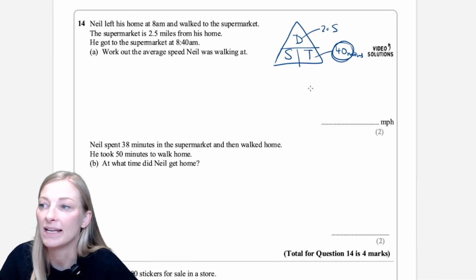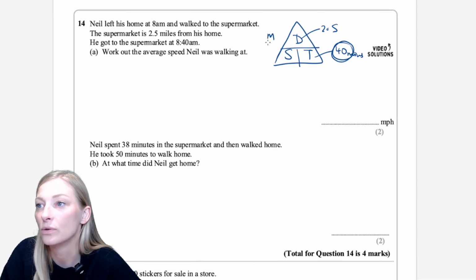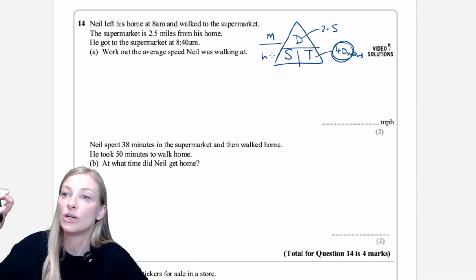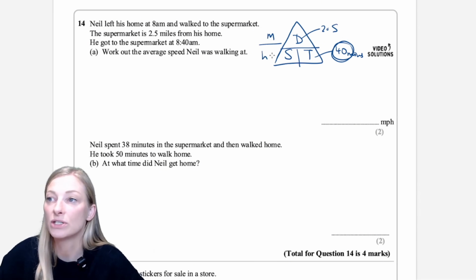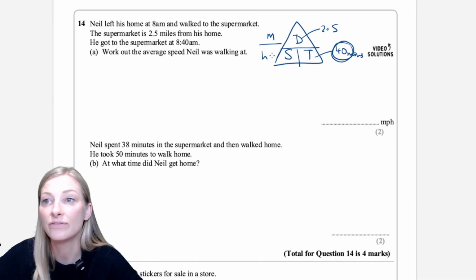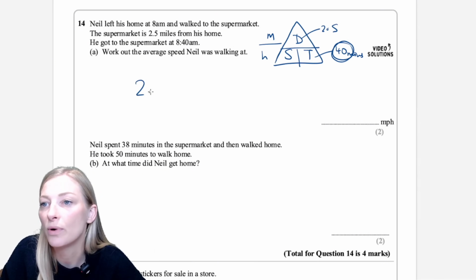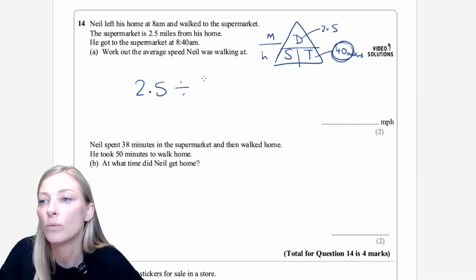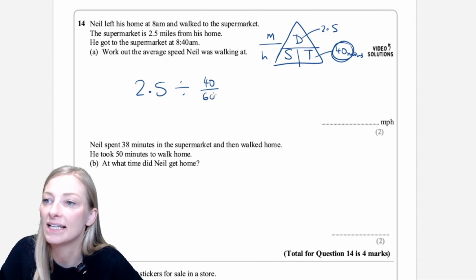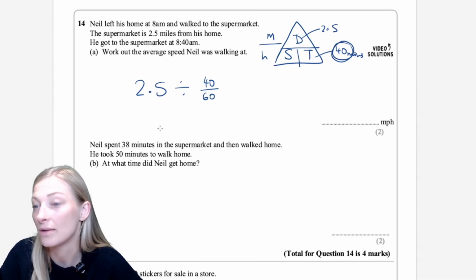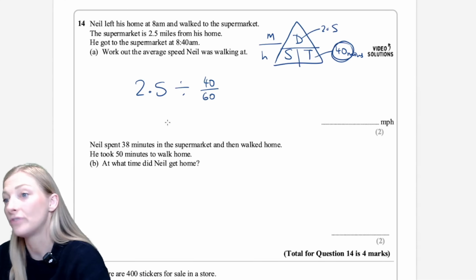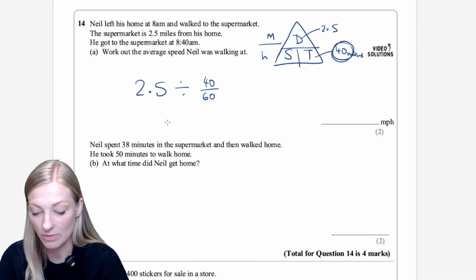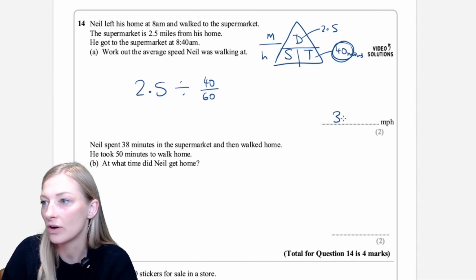I've got 40 minutes, but I know the speed is in miles per hour. So if I'm going to do the speed, distance divided by time, I need to do miles divided by hours. So I'm going to do 2.5 divided by, now how am I going to get 40 minutes in terms of an hour? Well, it's 40 out of 60. There are 60 minutes in an hour. So in my calculator, I'm just going to do 2.5 divided by 40 out of 60, and that's going to give me my answer. So 3.75 miles per hour is our answer there.